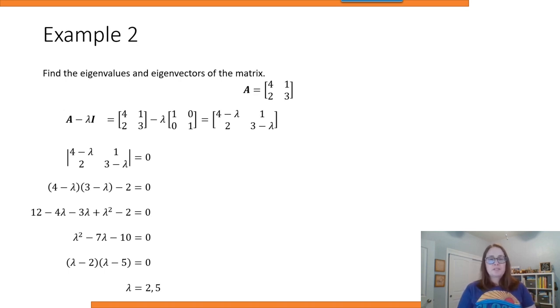Okay, so I had a 2 by 2 matrix. I got 2 eigenvalues. That's going to be pretty typical, but not guaranteed. Okay, so we found the eigenvalues. Let's go on to finding those eigenvectors.